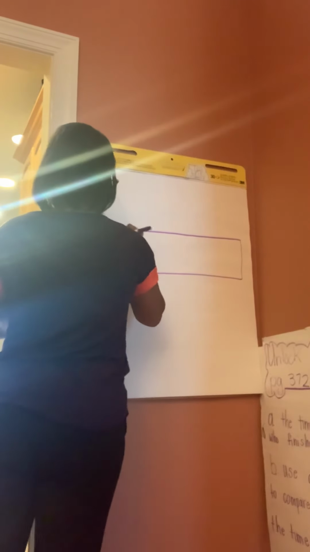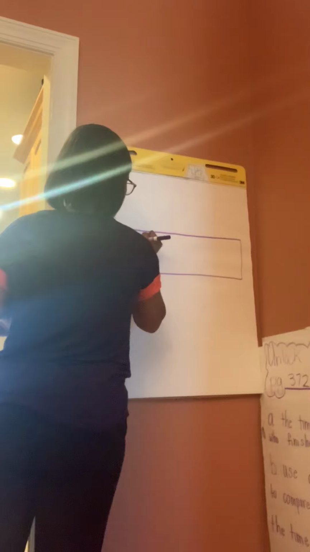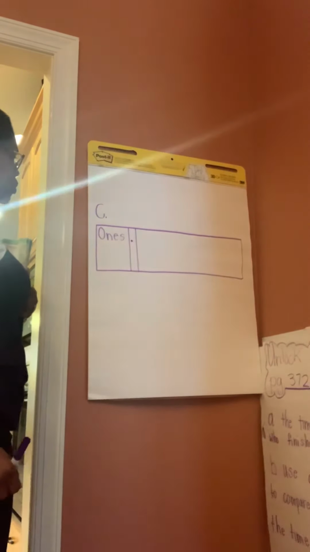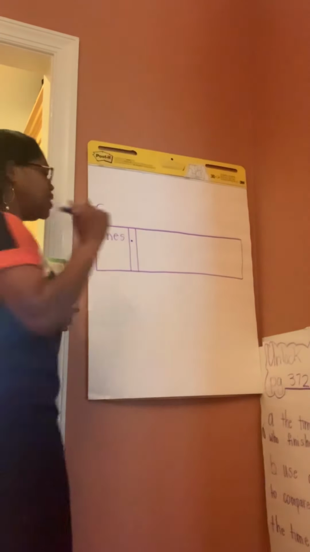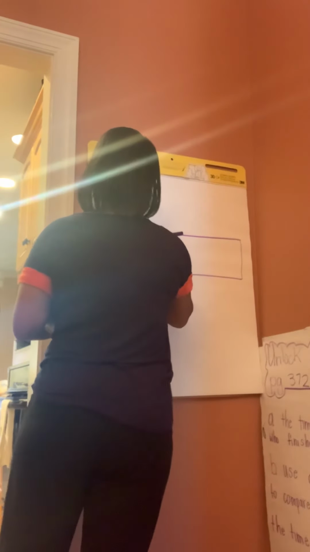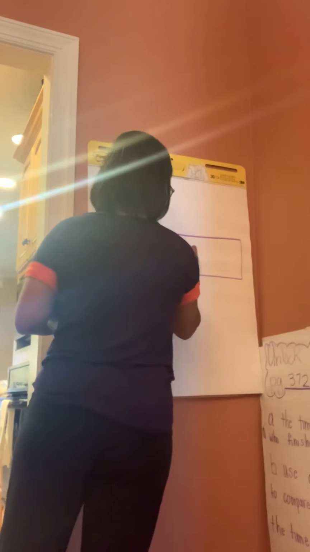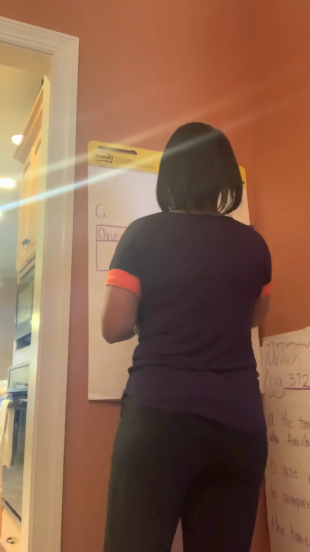We have ones, decimal point, and our decimal will separate our whole numbers from our decimals. I have tenths, T-E-N-T-H-S. And finally, I have hundredths, T-H-S on the end.